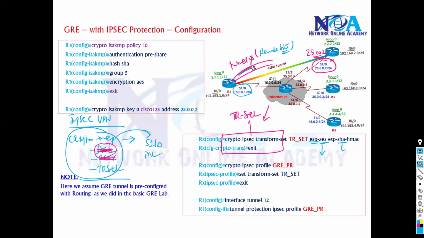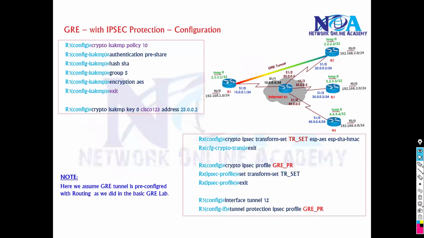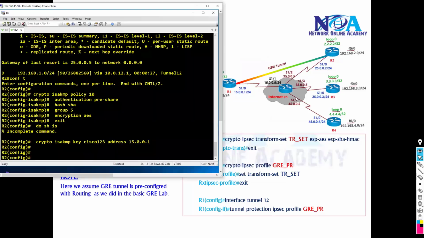So we don't need to write an ACL. We don't need to tell the peer. We just need to tell the transform set. So that's the reason here we don't create a crypto map. Instead, we create an IPsec profile. Inside this IPsec profile, I'm going to tell what transform set I'm going to use. And then this IPsec profile will be applied to the tunnel interface. So that's how the configuration goes here, a little bit different than what we did in our normal IPsec.